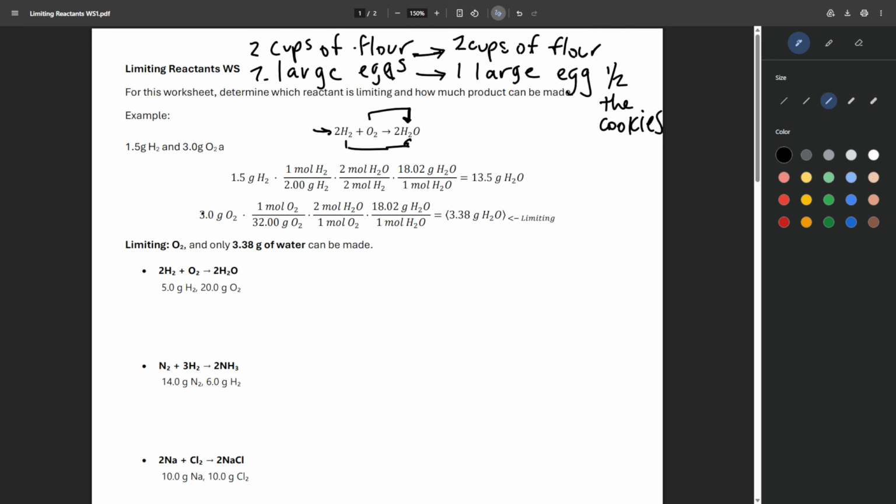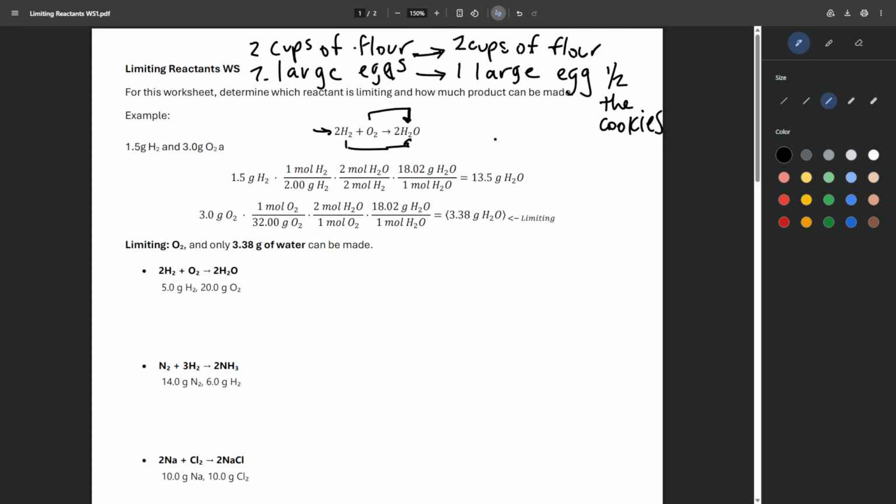If I did compare that to my oxygen, I do have more grams of oxygen, but we always got to be careful and convert over to our product. 3 grams of oxygen times 1 mole for every 32 grams, oxygen is heavier, times 2 moles of water for every 1 mole of oxygen, it's a 1-to-2 ratio, and then times 18.02 grams for every mole of water. That gets us 3.38 grams of water.